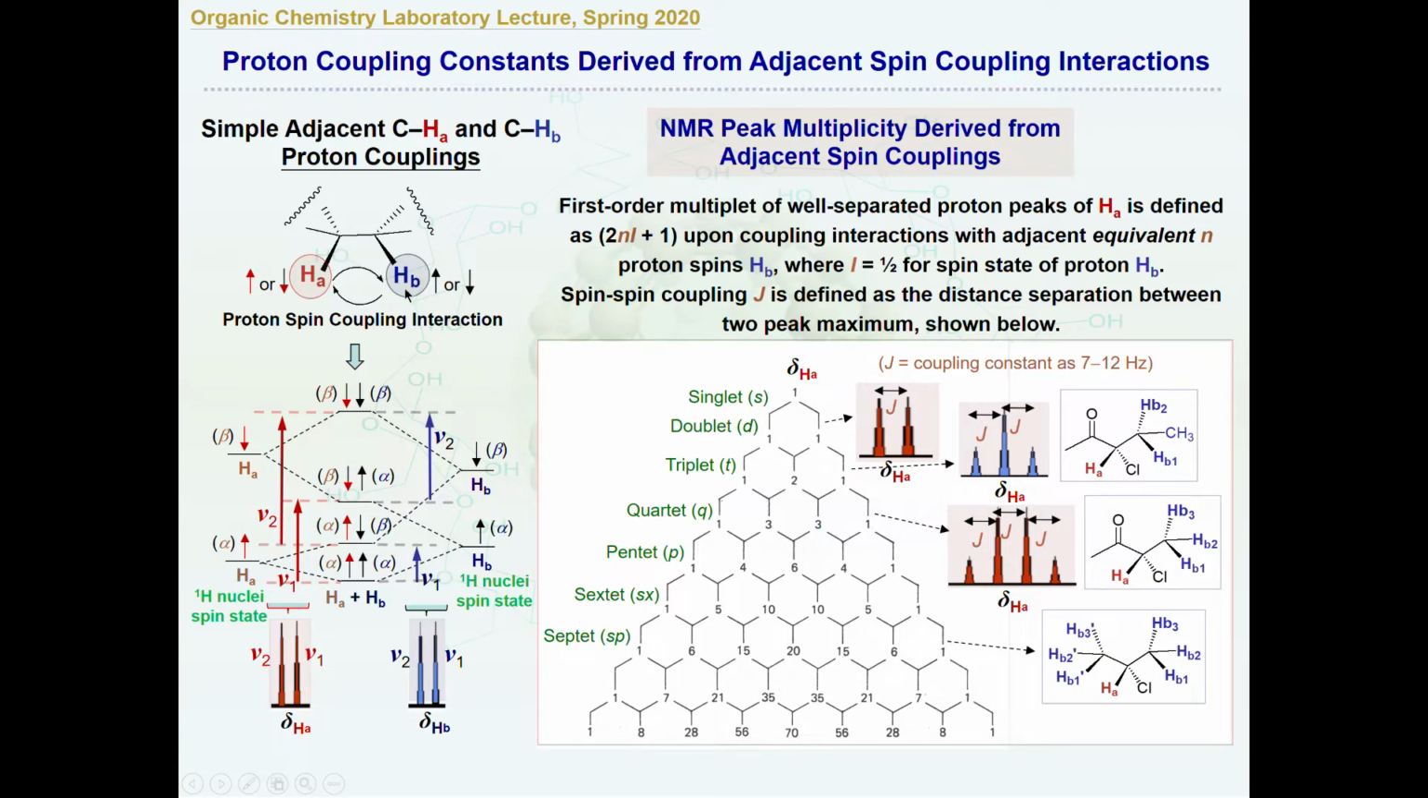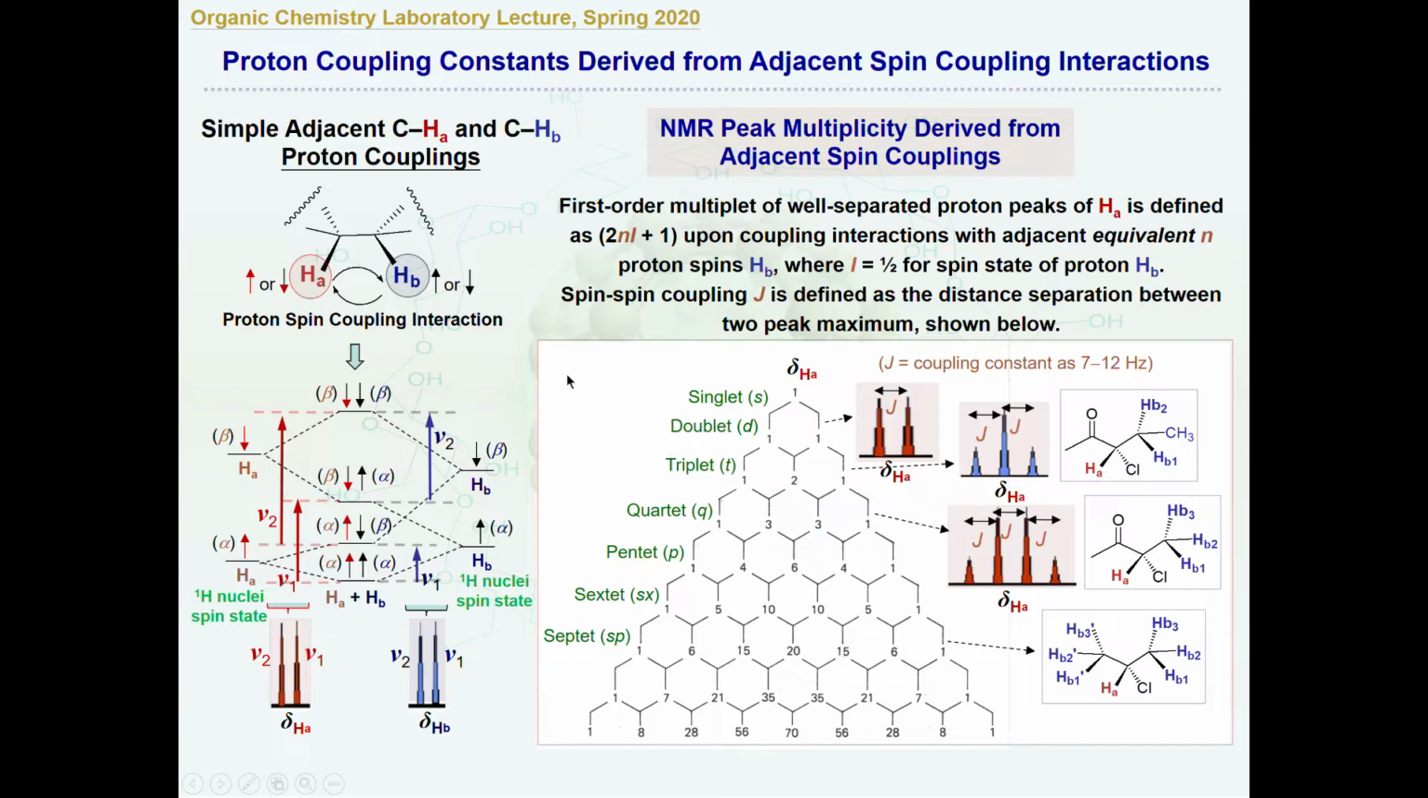They cannot talk to each other more than one carbon away. It's too far, and that's the reason it becomes very powerful: we can use the coupling to pinpoint exactly how many protons are right next to me. If you use that as a standard, if one proton is next to A, it will be a doublet. If two protons, it will be a triplet. If three protons are next to me, it will be a quartet.